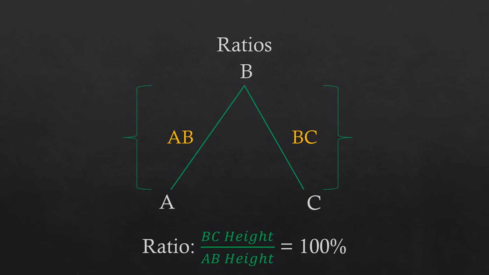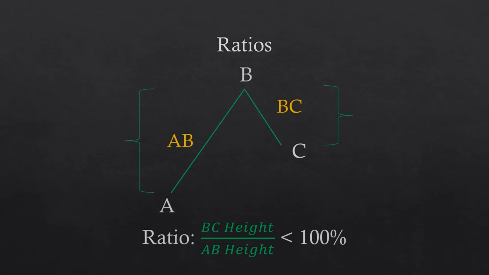Let's consider another example. In this image, we can see that the BC segment is smaller than the AB segment.